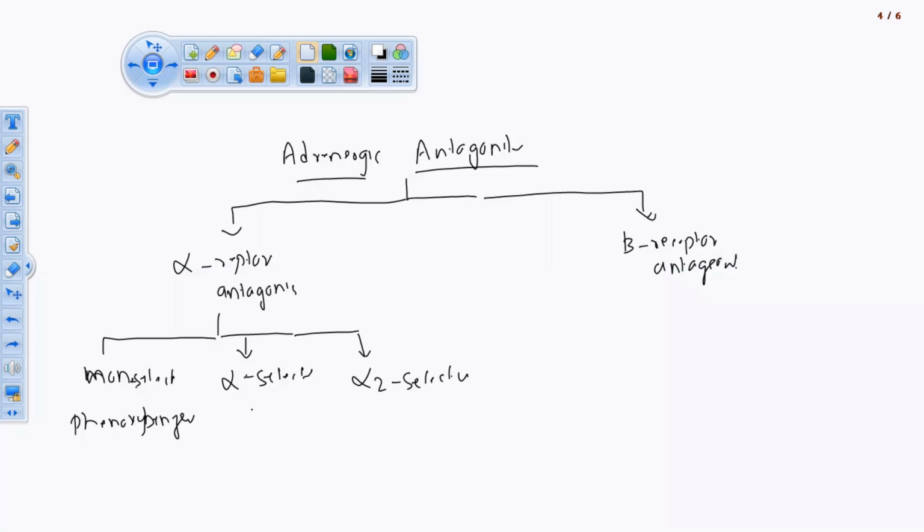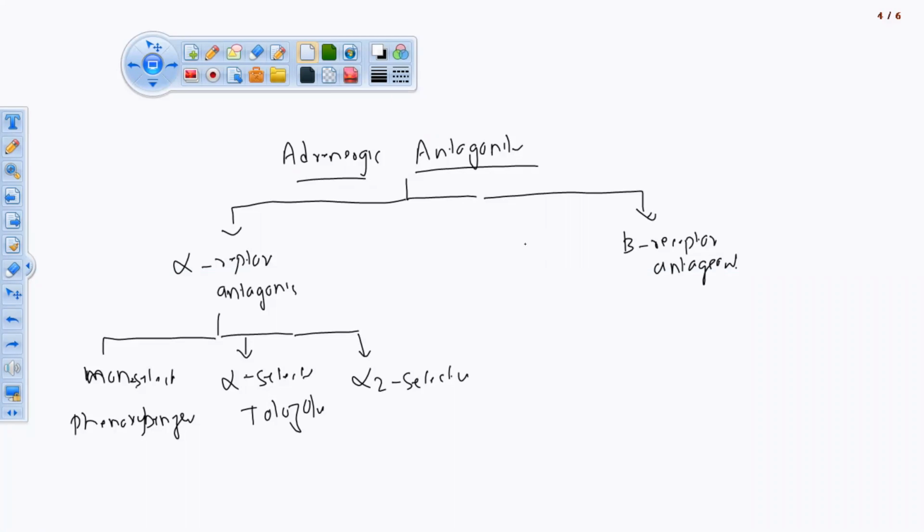Then alpha 1 selective, the drugs belonging to tolazoline; tolazoline is enough to remember. Then alpha 2 selective, no examples are there in your syllabus, so no need to write the drugs associated with alpha 2 selective.